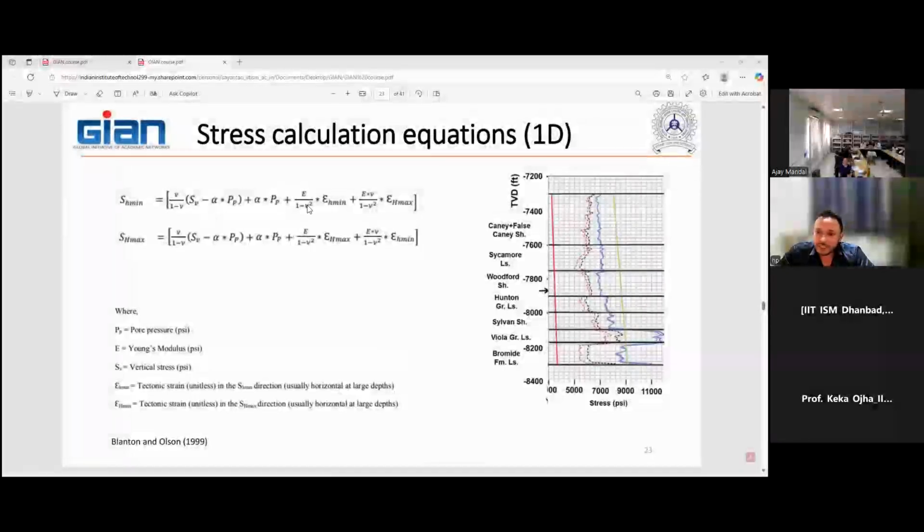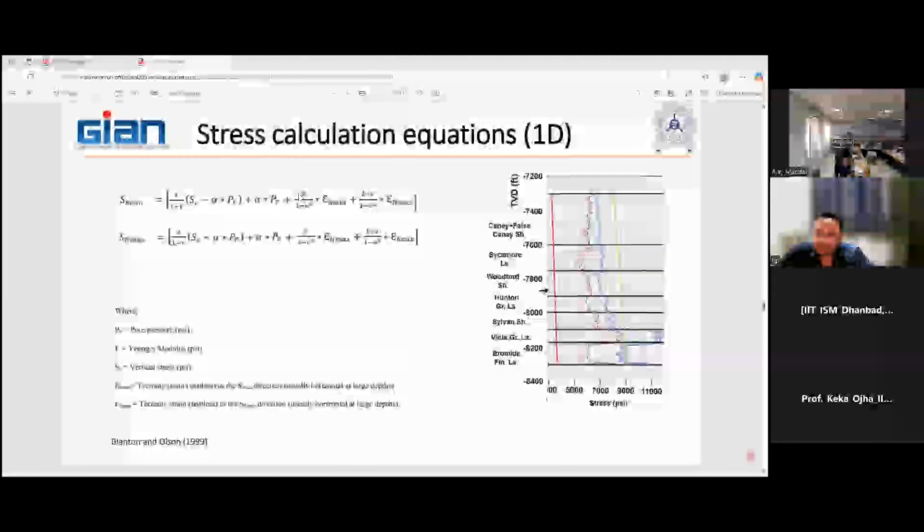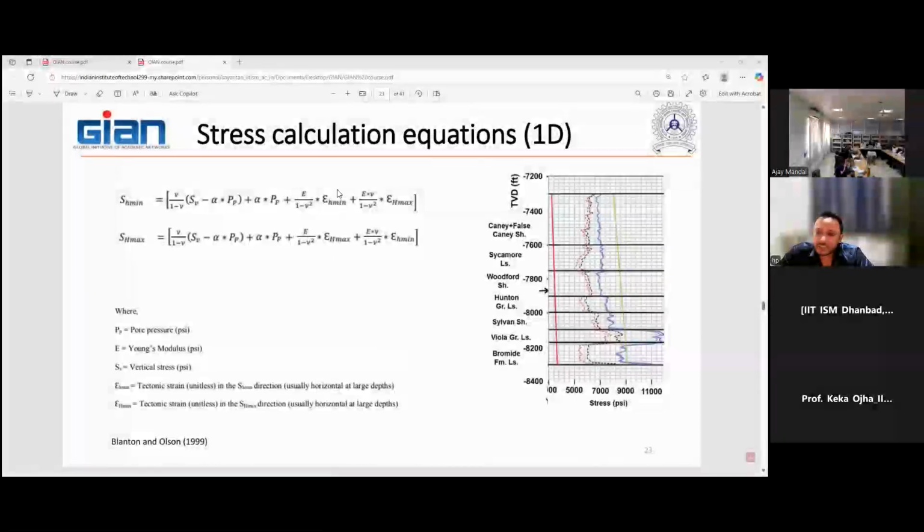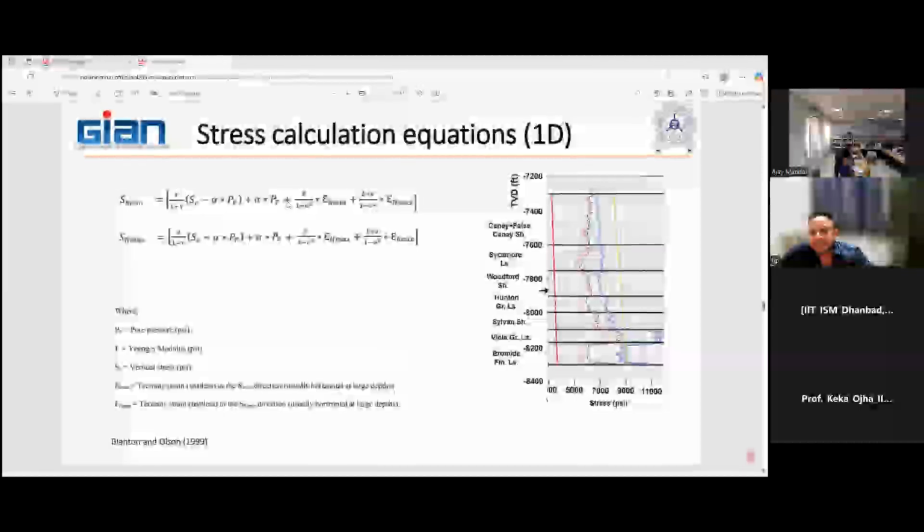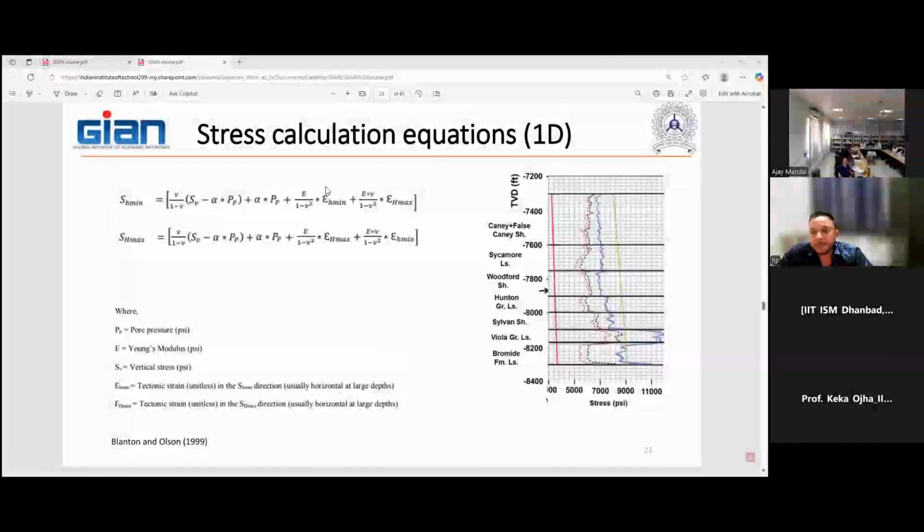Now, the second part here, you have the Young's modulus, and then you have these tectonic strains, epsilon H min and epsilon H max. These are the strains coming from your plate tectonics. If you add them to the stress caused by the vertical stress, you get the total SH min, the minimum horizontal stress. Similarly, this is the formula for SH max.